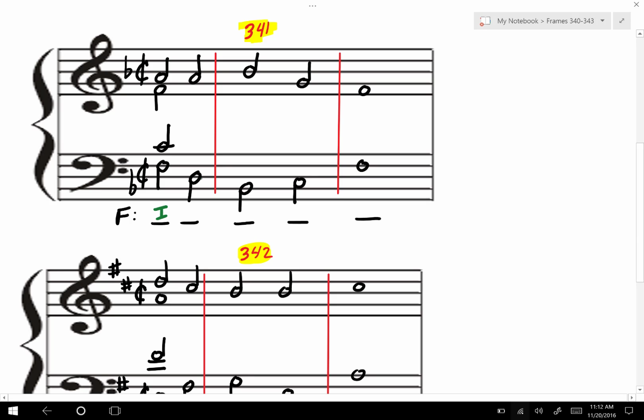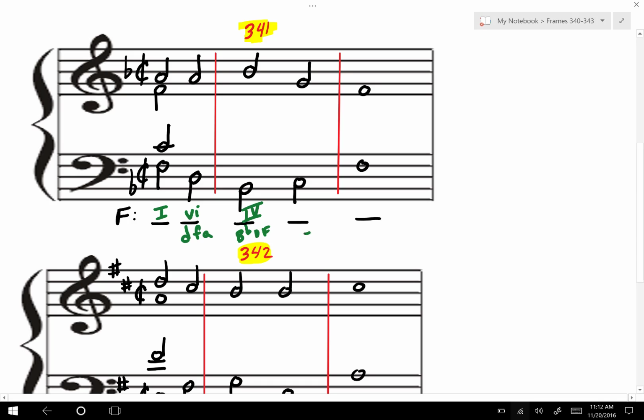The next one, the bass tells us what the triad is. So let's look, it's a D. So we need a DFA. DFA in the key of F is going to be our minor 6 chord. Now we have a B flat, D, F. So B flat is the bass. That's the triad root. That's the 4 chord in the key of F.